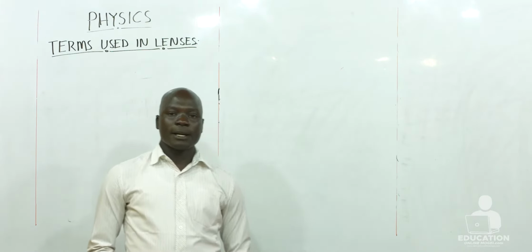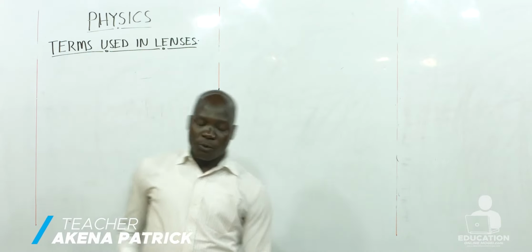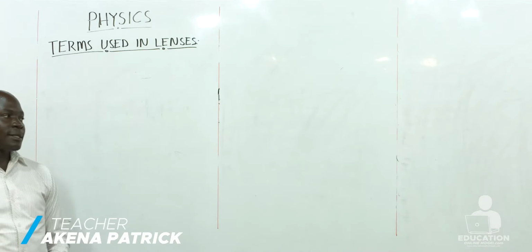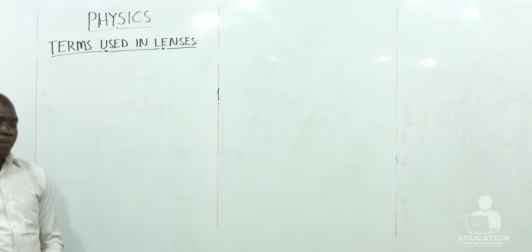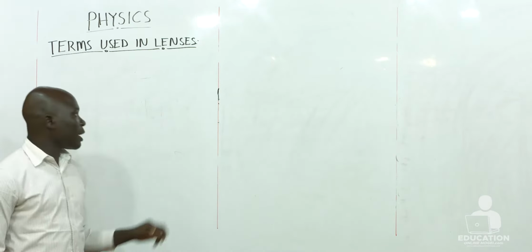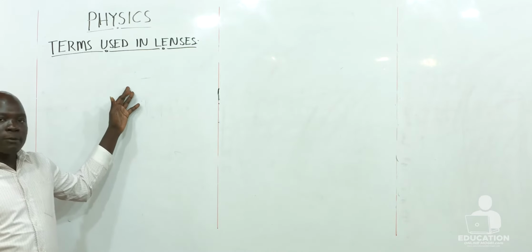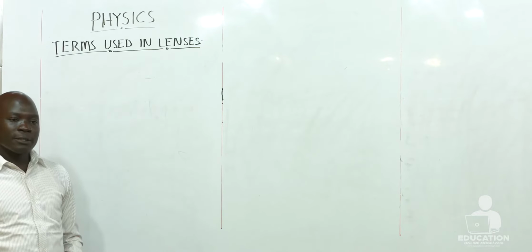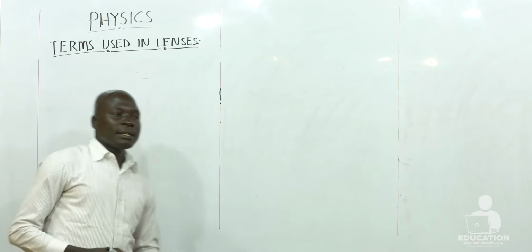I am teacher Akana Patrick Omoy, a teacher of physics, and today we are going to look at terms used in lenses under the topic lenses and optical instruments. Now, dear learners, for us to understand these terms, we have to choose one type of lens. Then we see how rays will be refracted from that lens. Then it will help us to understand these terms.